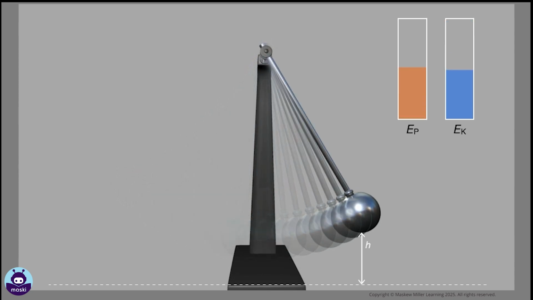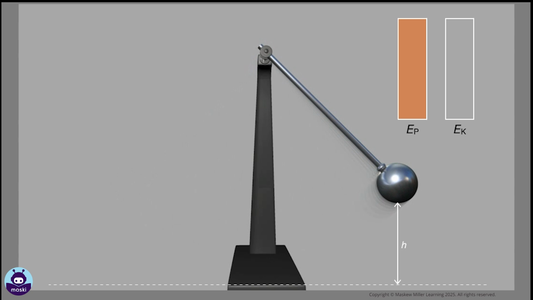As the bob swings up, the bob reduces in speed and gains height. The kinetic energy reduces, while the gravitational potential energy increases. When the bob reaches its highest point above the ground, the gravitational potential energy Ep is at its maximum, whereas the kinetic energy reduces to zero. The bob is stationary for an instant of time.